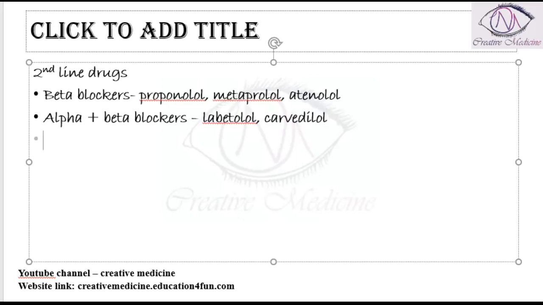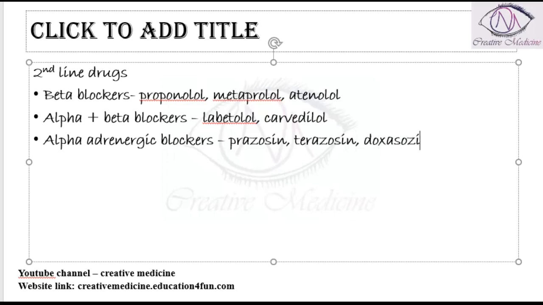Then we have alpha adrenergic blockers. Alpha adrenergic blockers are prazosin, terazosin and doxazosin, and similarly phentolamine and phenoxybenzamine. Prazosin, terazosin, doxazosin, alfuzosin, phentolamine, and phenoxybenzamine are the alpha blockers which are used. These are second line drugs.